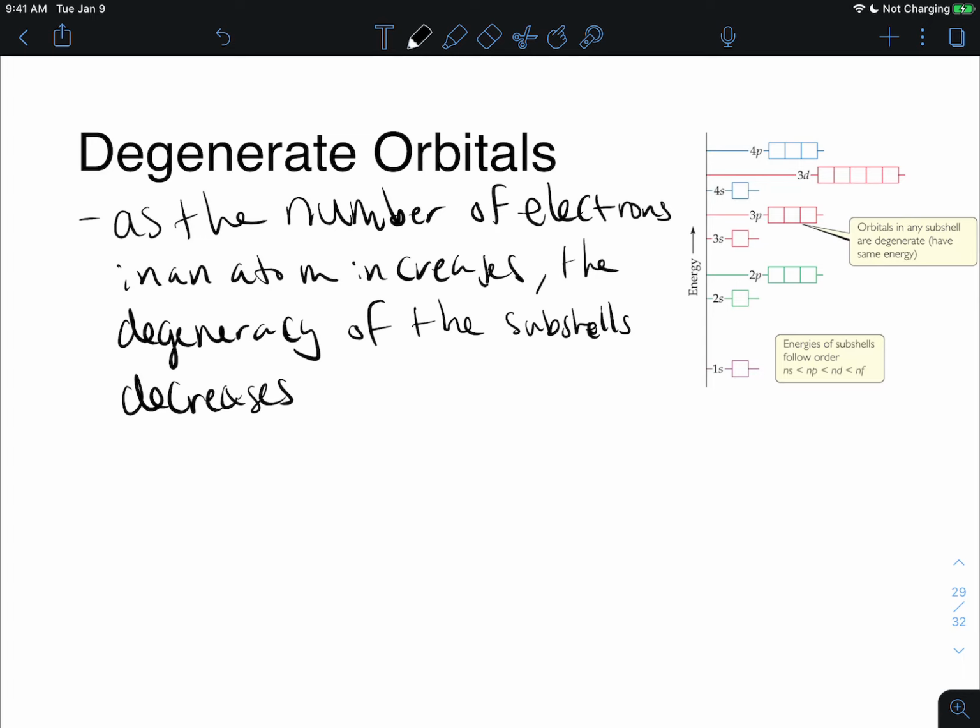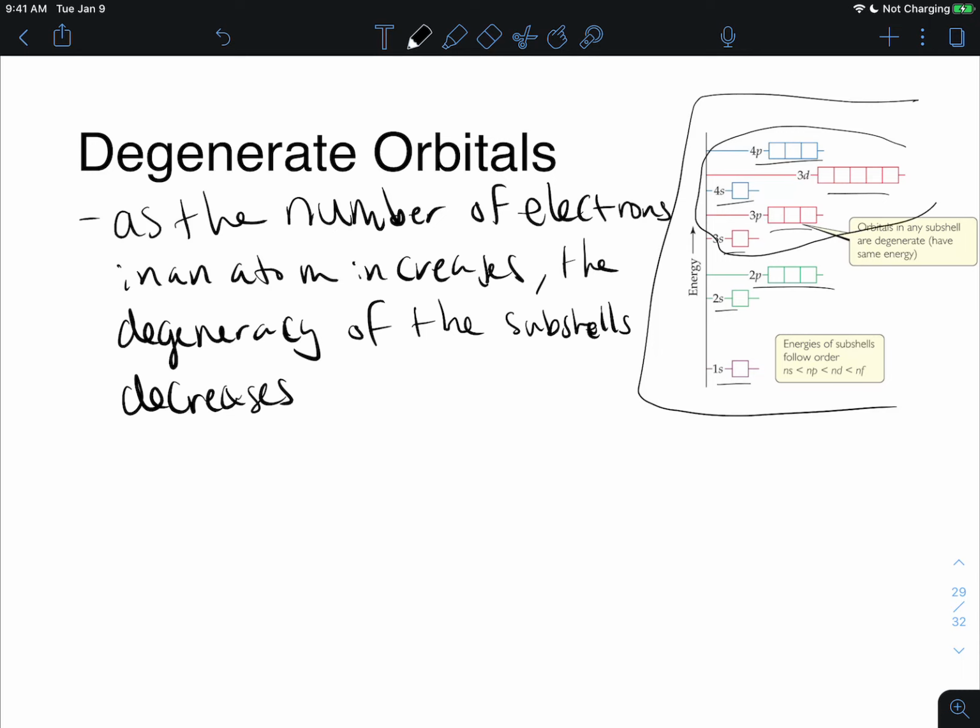Okay, so we have some repulsions going on, and we get something that looks more like this. We have our 1s, and then our 2s, 2p, 3s, 3p, 3d, 4s, 4p. Now as we get higher in energy level, we also see that we get an overlapping of those energy levels, and they actually will get some reordering of the energy versus what we'd expect.